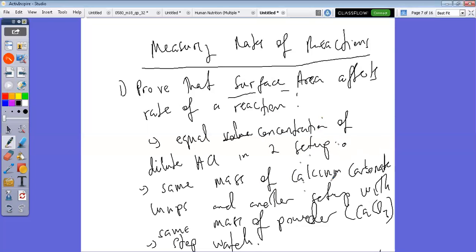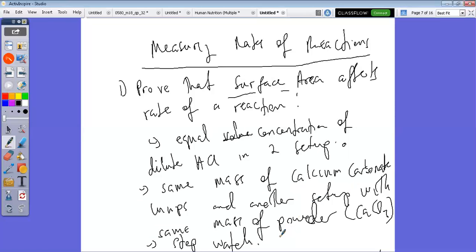Altogether, or you do one setup at a time. Then you're going to add what? A certain mass of your calcium carbonate, lumps. Then you do the same for the other setup. Okay, the steps are the same. Then when you have done that, remember you want to make sure that, remember your reaction, so you've used data.